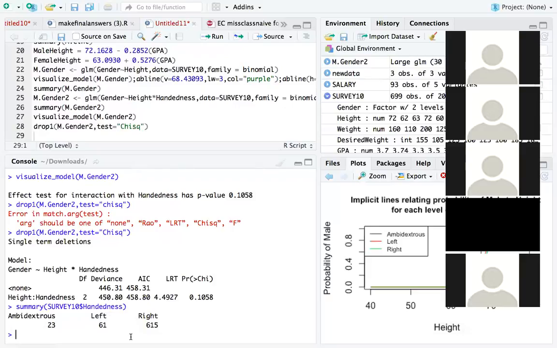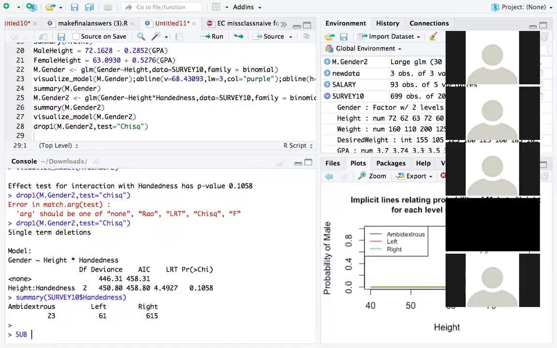Let's take a look at one thing. We're going to run one last command right here. We're going to go with subset, classic commands right here. We're going to subset survey11, and we are going to do handedness equals ambidextrous.